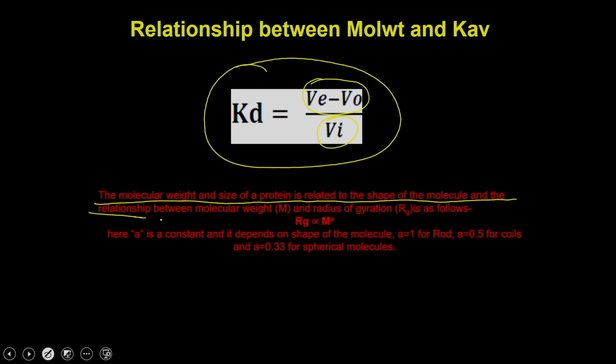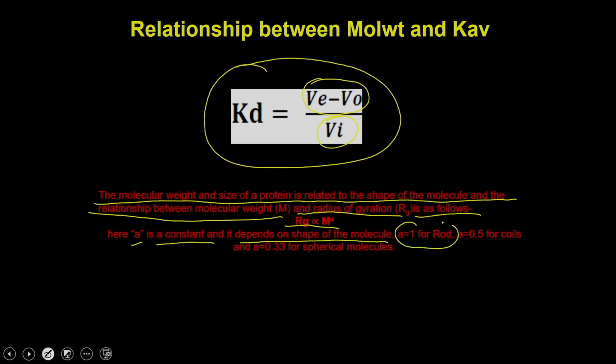So, the molecular weight and the size of the protein is related to the shape of the molecule, and the relationship between the molecular weight and the radius of gyration is Rg is directly proportional to M^A, where A is a constant and it depends on the shape of the molecule. A is 1 for the rod, which means Rg is directly proportional to the molecular weight. A is 0.5 for coils and A is 0.33 for spherical molecules.